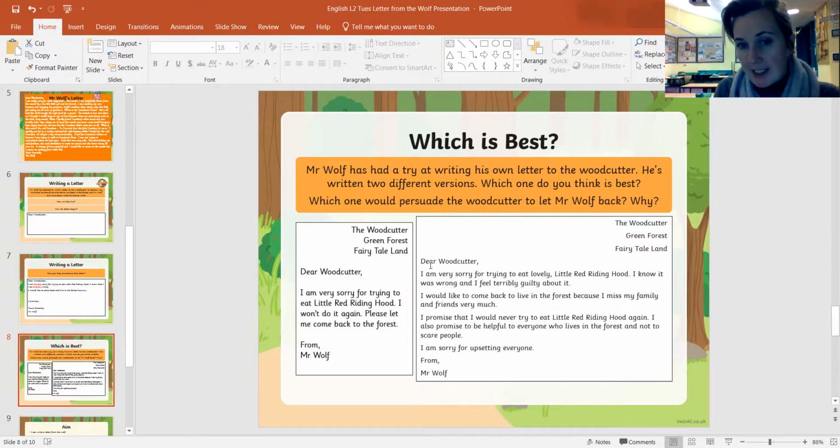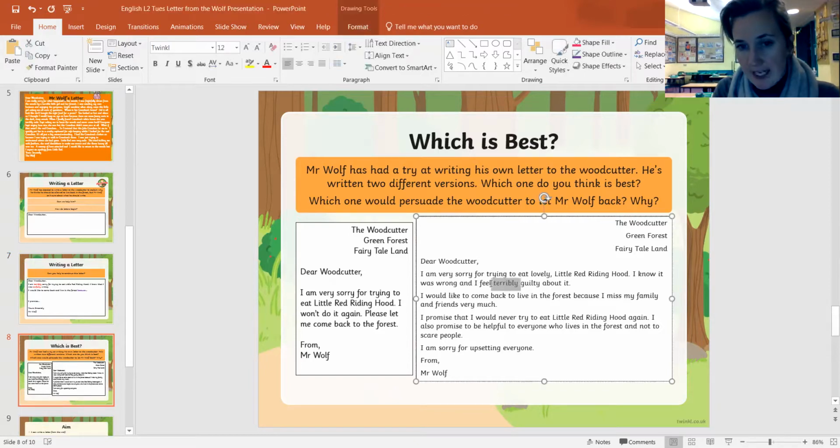Look over here. This is a bit better, isn't it? Okay. Dear Woodcutter, look, it's even got the paragraphs that we've been working on. I'm very sorry for trying to eat lovely Little Red Riding Hood. I know it was wrong and I feel terribly guilty about it. I would like to come back to live in the forest because I miss my family and friends so much. I promised that I would never try to eat Little Red Riding Hood again. And I also promised to be helpful to everyone who lives in the forest and not to scare people. I am sorry for upsetting everyone. Okay, so you've got the adverb here with terribly.